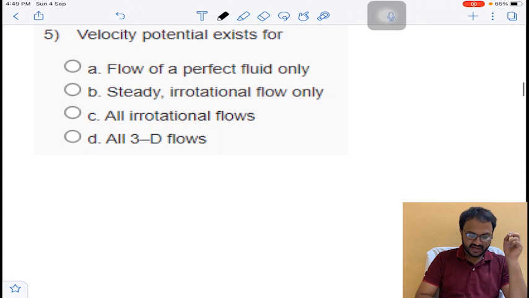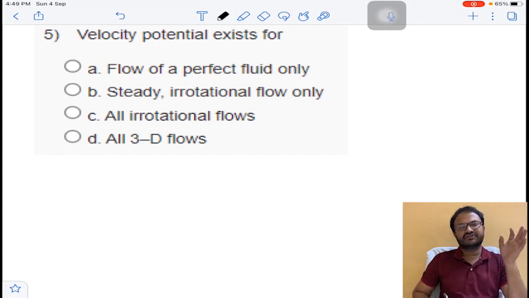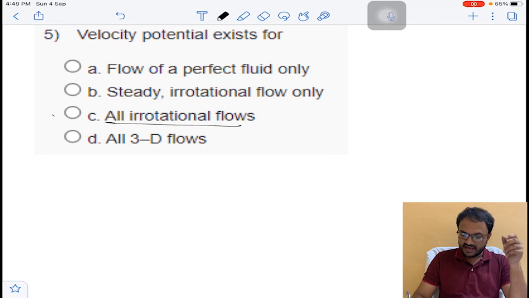Coming to question number 5, velocity potential exists only for irrotational flow. Whatever be the type of fluid, if it is an irrotational flow, then there is a chance of development of velocity potential. All irrotational flows can exhibit a velocity potential function.